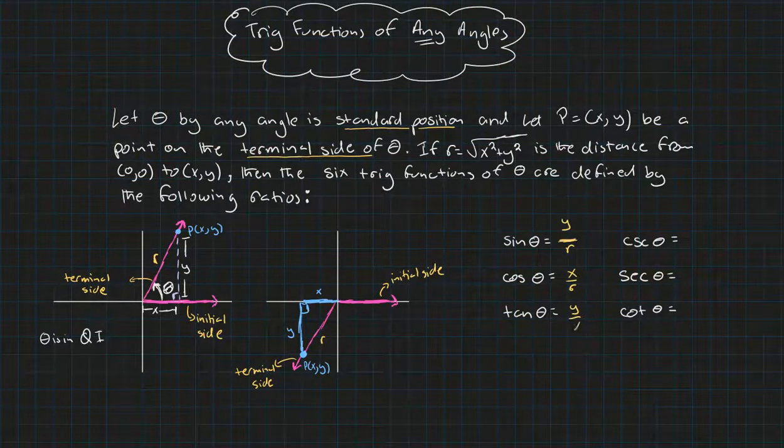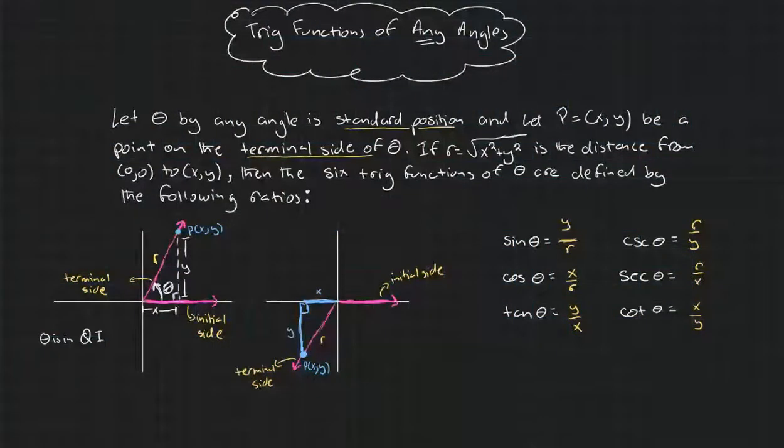Tangent is just y over x. And then these are just reciprocal properties, so r over y, r over x, x over y. So that's kind of like the general case for it. Standard position starts on the positive side of your x-axis. That's where your initial side always is. And the terminal side is the one that opens up to create your angle theta.